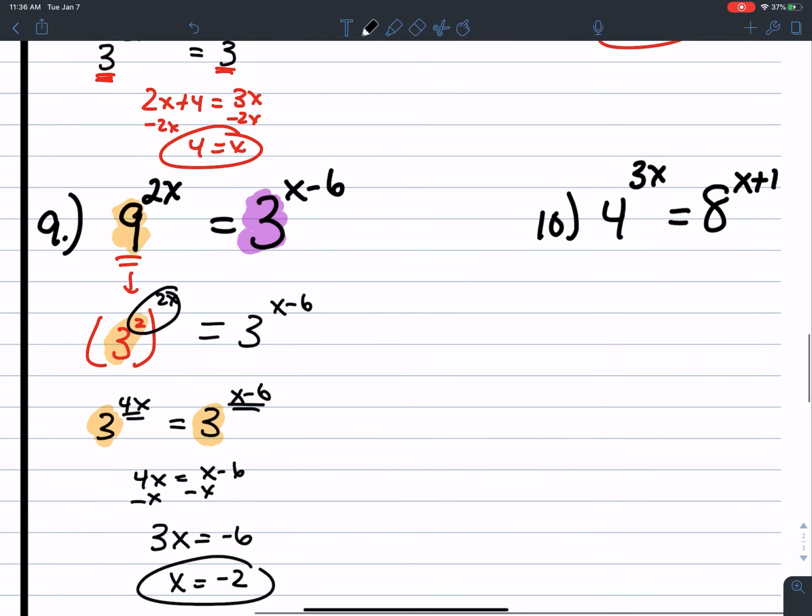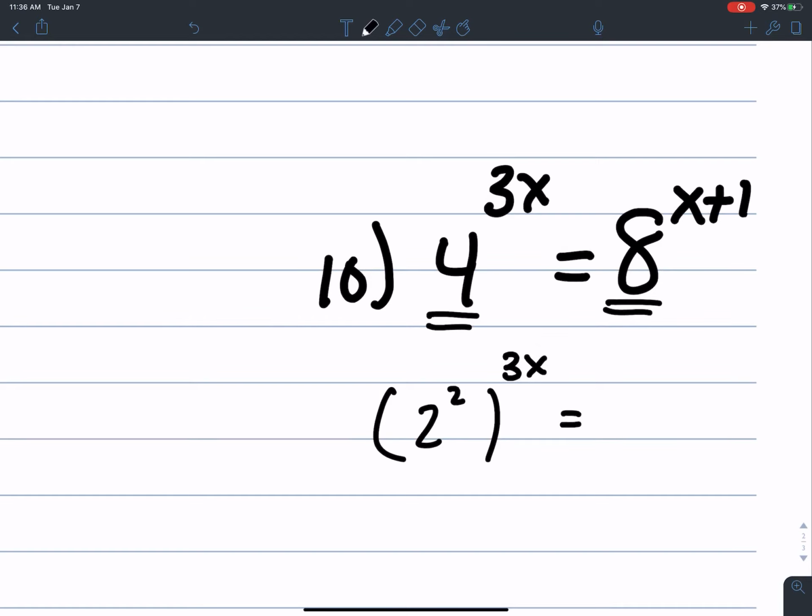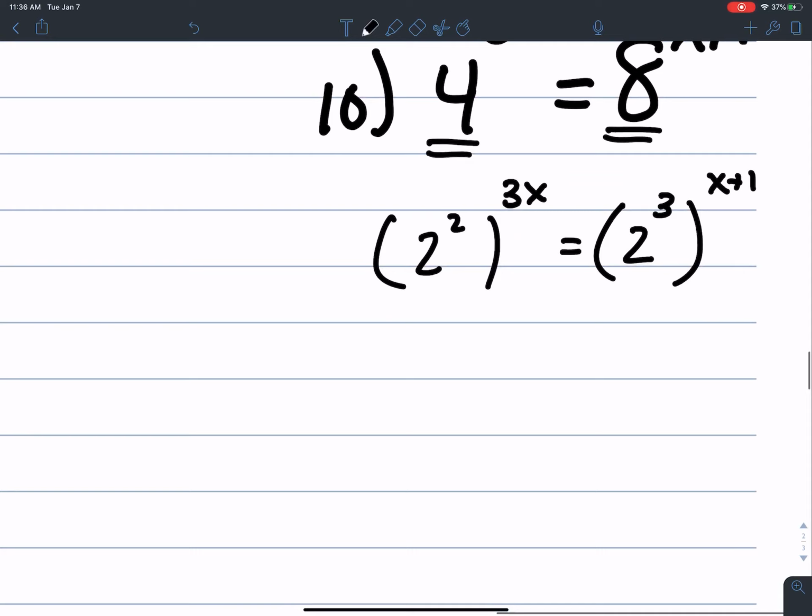So our last one for today, I notice here that we have a 4 and we have an 8. So I can't compare them right now because they're not the same bases. So what base could I use with an exponent to get a 4 and an 8? Well, instead of 4, we could call that 2 to the 2nd power, and it should still get its original exponent. And instead of 8, we can call that 2 to the 3rd power, and it should still get its original exponent. So then here we can use our power to a power rule. 2 times 3x is 6x.